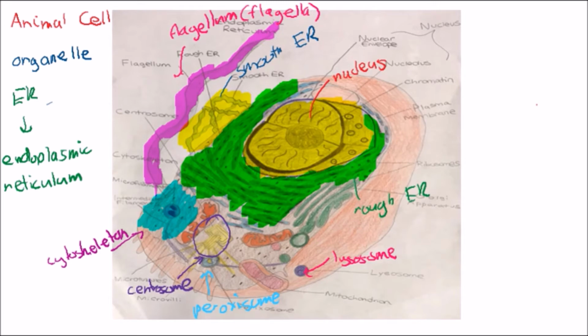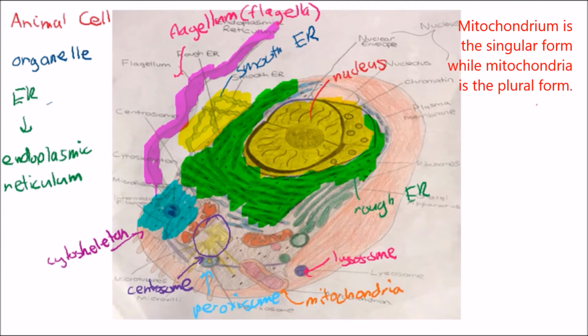Okay. Then we also have mitochondria. This might be something which you already know and you've heard of, because we talk about this a lot in pre-AP biology as well as in middle school. Mitochondria is the powerhouse of the cell. It makes all the energy for the cell. Okay, we also have another mitochondria here, and then another mitochondria here.